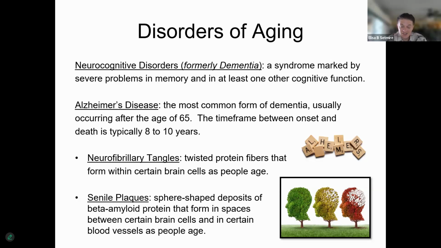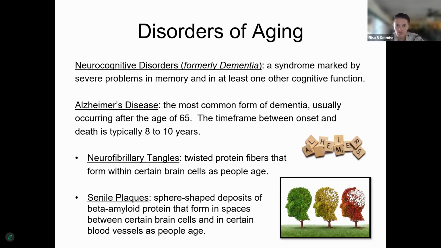This does tend to be fatal, right? It lasts about 8 to 10, excuse me, two sneezes, right? 8 to 10 years on average between onset and death. And it's the result of two things called neurofibrillary tangles and senile plaques. Everybody possesses these tangles and plaques, but people who have Alzheimer's have an exorbitant amount of them. They're these twisted protein fibers that form within the brain as we age, and then they start to interfere with the way our neurons communicate with each other.